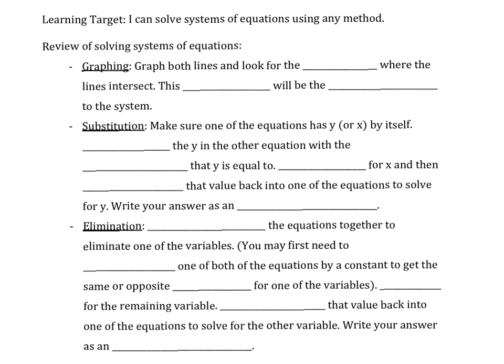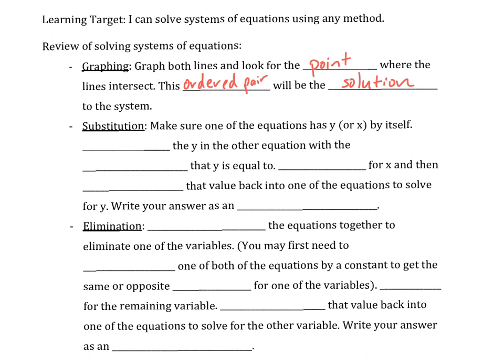Okay, so the first method we learned was graphing. Now for this one, we want to make sure we graph both lines, and we want to look for the point where those lines intersect. This ordered pair, or this point, the ordered pair that represents this point will be the solution to the system. So you want to graph both the lines, find the point where they intersect, and that's your solution.